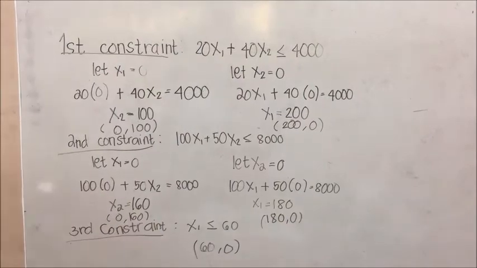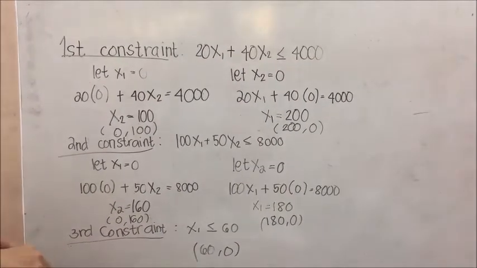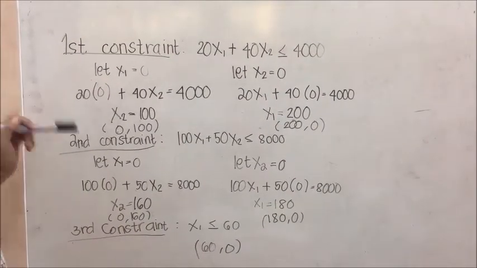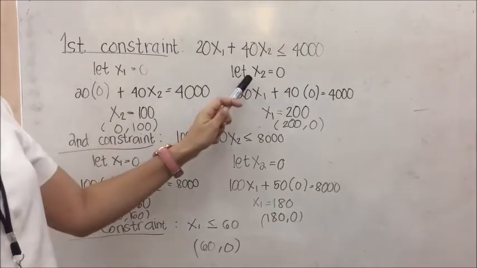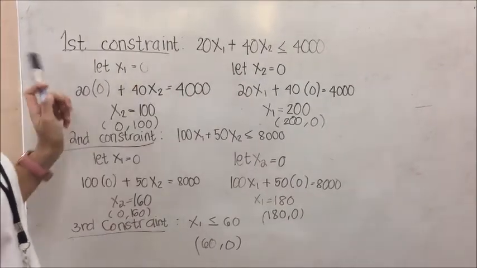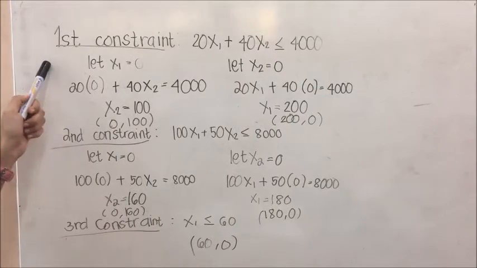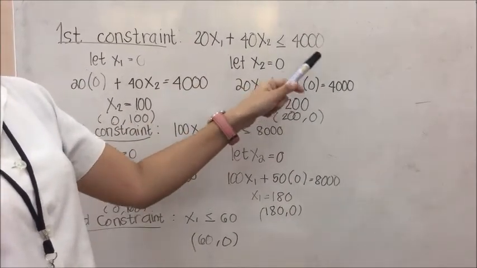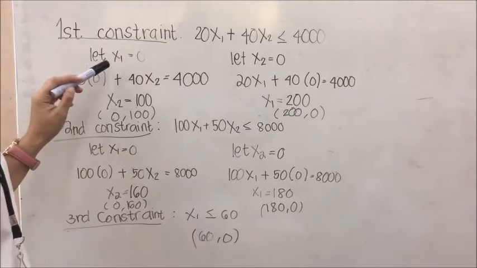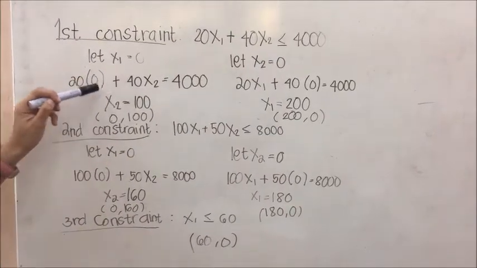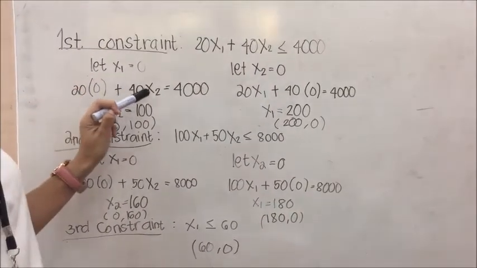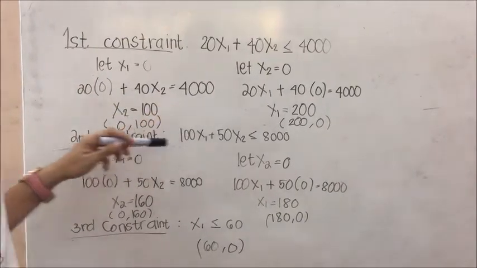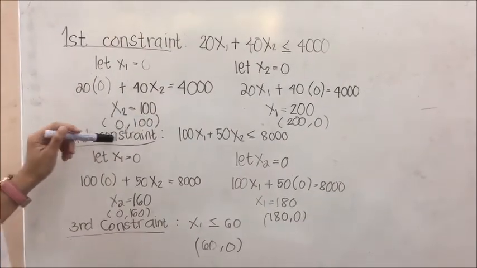So the next thing we should do is to graph your constraints. In getting the points in each constraint, you have to let your x1 and x2 be 0 to get the points. So for example, in the first constraint, 20x1 plus 40x2 less than or equal to 4,000. Let x1 be 0, so 20 times 0 plus 40x2 is equal to 4,000. So we have x2 is equal to 100.